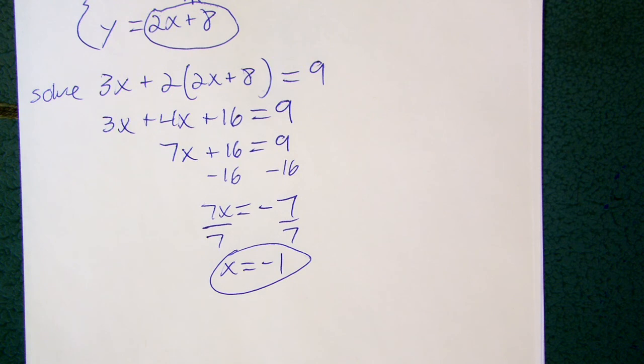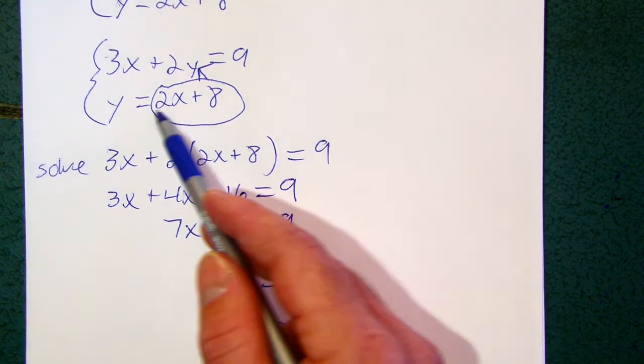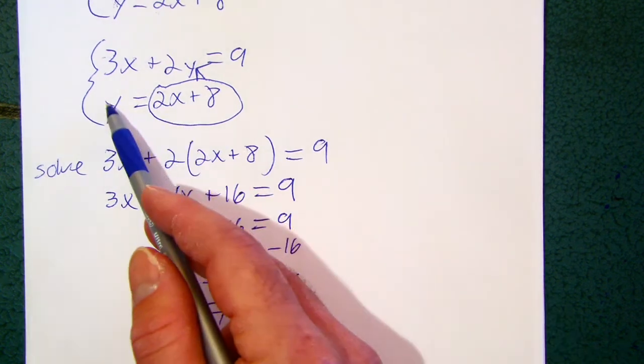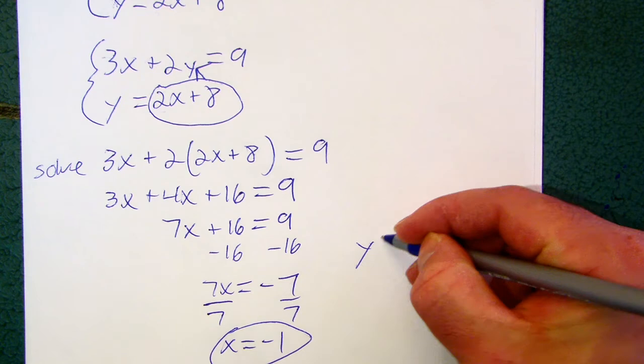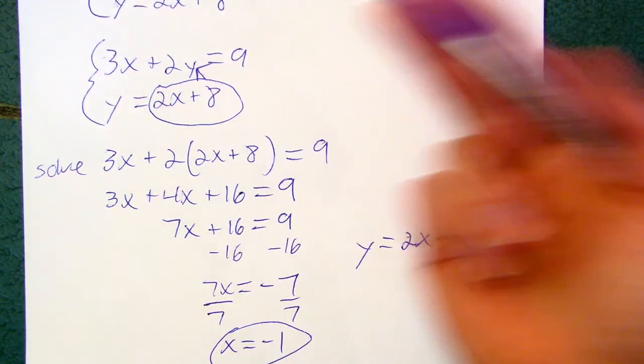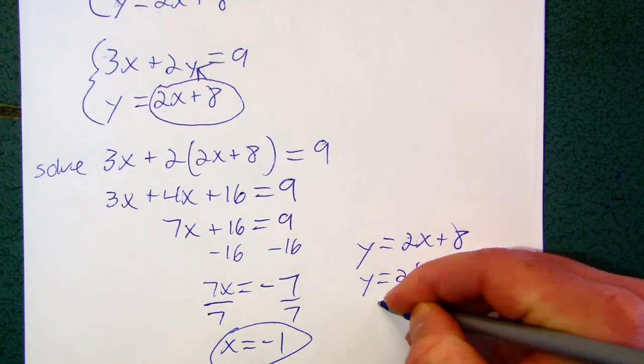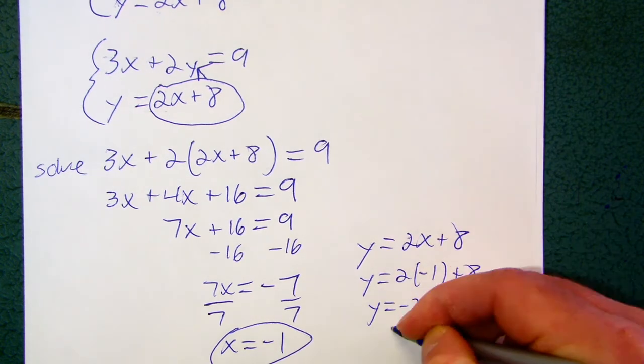So we got x equals negative 1. Going back to my originals here, it's definitely easiest to put it back in the second equation because it's telling me that y is equal to 2x plus 8. You could substitute it in the first one. It's just going to be a little bit more work, I think. So y equals 2 times negative 1 plus 8. So y equals negative 2 plus 8. So y equals 6.